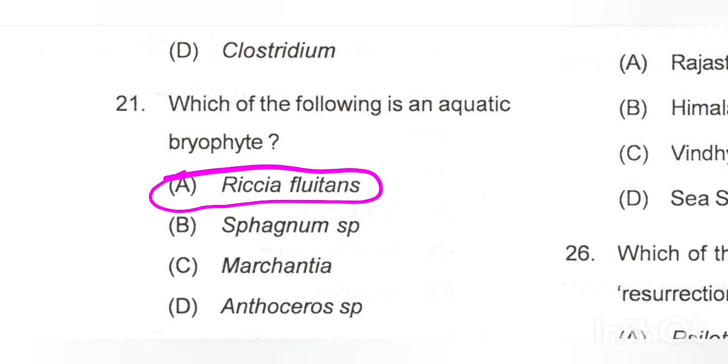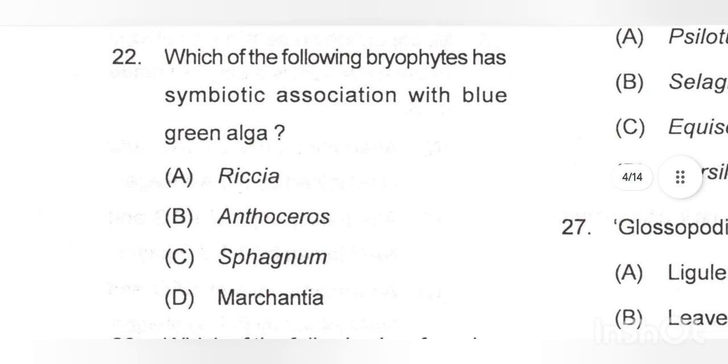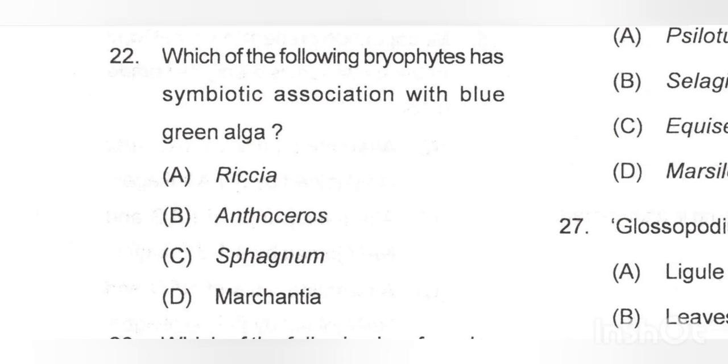Then question number 21, which of the following is an aquatic bryophyte? Riccia fluitans is an aquatic bryophyte. Along with Riccia fluitans, just remember another name, Ricciocarpus natans. And Ricciocarpus natans is another example of your aquatic bryophyte. Then question number 22, which of the following bryophytes has symbiotic association with blue-green algae? So blue-green algae, that is Nostoc, is present in Anthoceros.